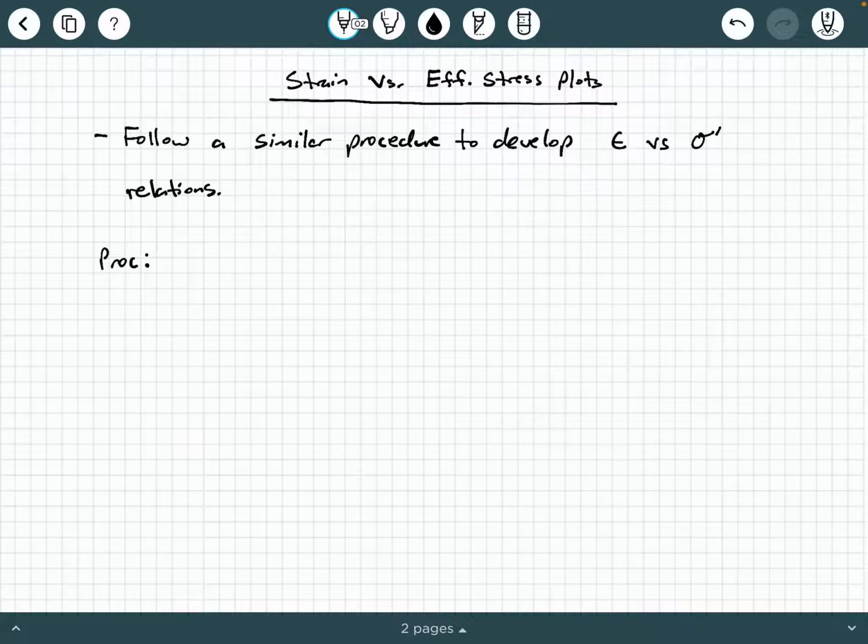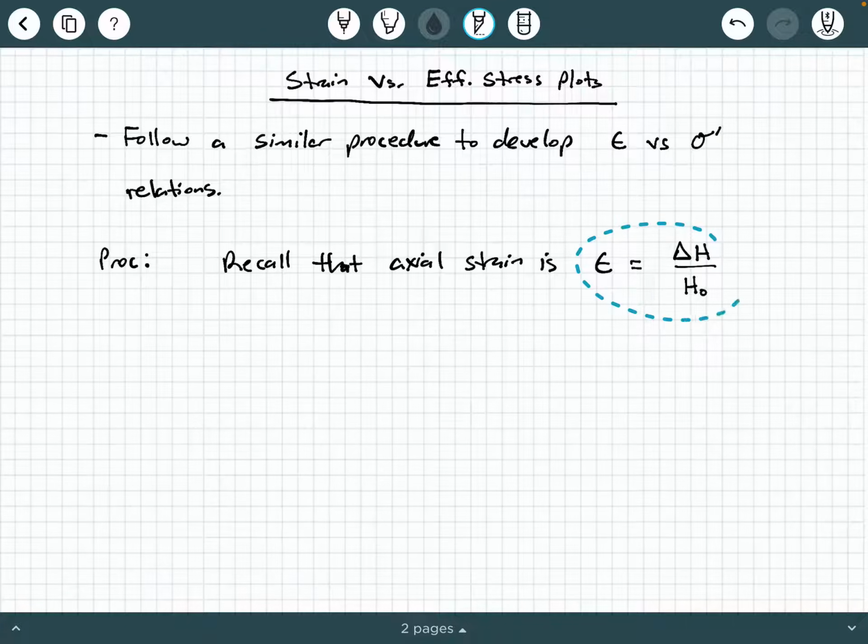What we're going to do first is recall that axial strain is what? What is axial strain from mechanics and materials? Well, it's epsilon equals a change in height over an original height. Now I'm using capital H here because I'm trying to use the same nomenclature that we use in geotechnical engineering, but this is just the basic definition of strain. It's axial strain, change in height over original height of something, okay?